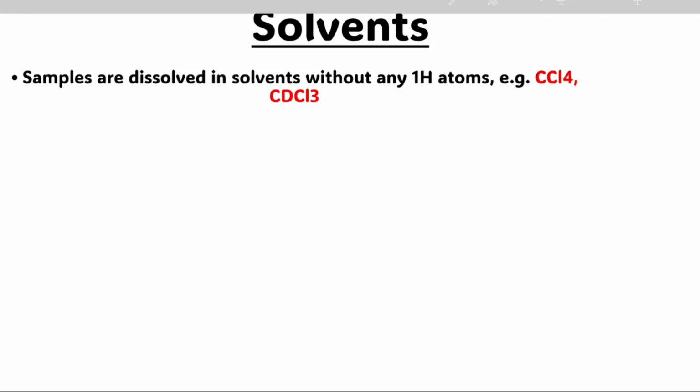So samples are dissolved in solvents without any hydrogen atoms, such as CCl4 and CDCl3. You have to remember these, because they might ask you in a 1-mark question to identify a solvent in which it can be dissolved before obtaining its proton NMR spectrum, which means without any hydrogen atoms, so it's either CCl4 or CDCl3.